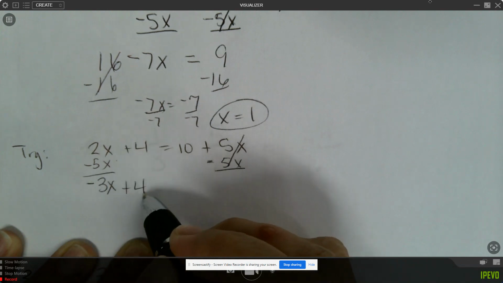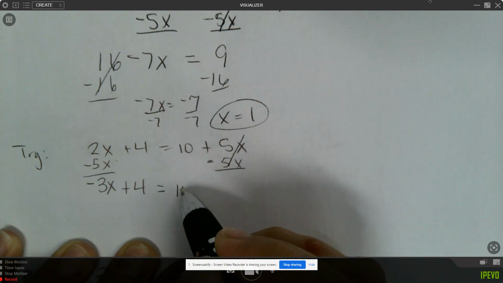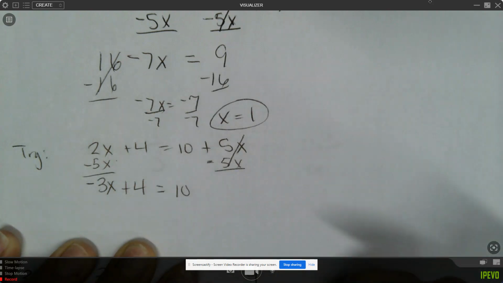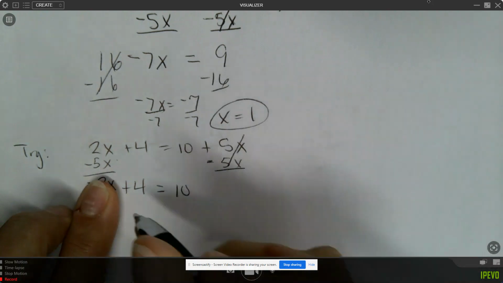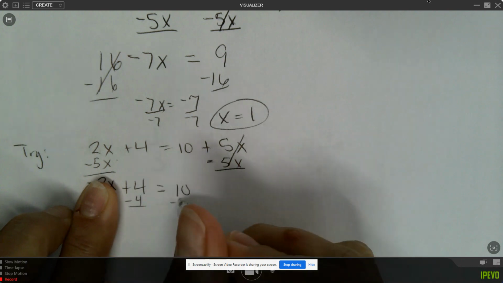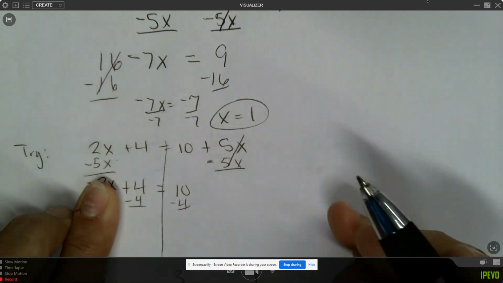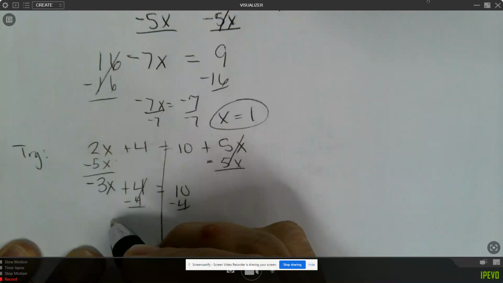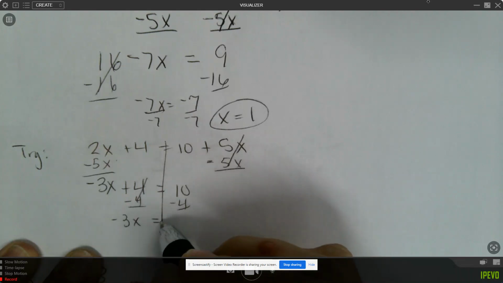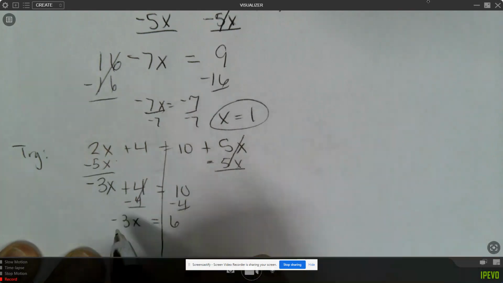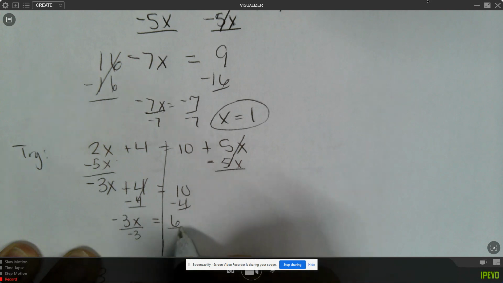Bring down what you haven't used, bring down the equal, bring down what you haven't used, and then you have 0. I now have a two-step, cover the variable, get rid of what's on the same side of the equal sign as your finger. That becomes 0. This becomes 6. Then divide both sides by the number with the variable. So x equals negative 2.